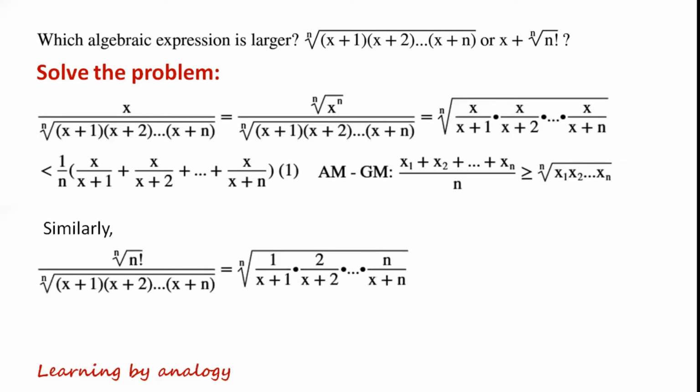Similarly, the nth root of n factorial over the nth root of (x plus 1)(x plus 2) and so on up to (x plus n) equals the nth root of 1 over x plus 1 times 2 over x plus 2 times so on times n over x plus n, which is less than 1 over n times (1 over x plus 1 plus 2 over x plus 2 plus so on plus n over x plus n) by applying AM-GM.